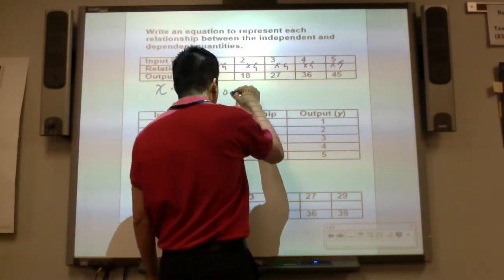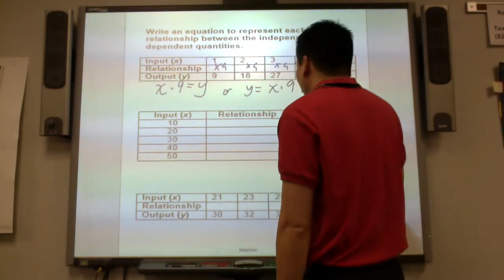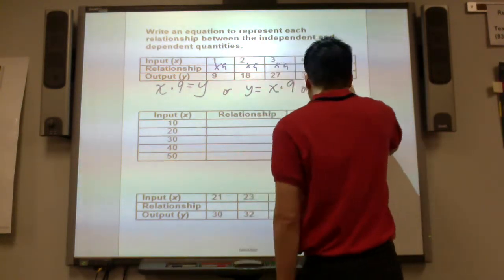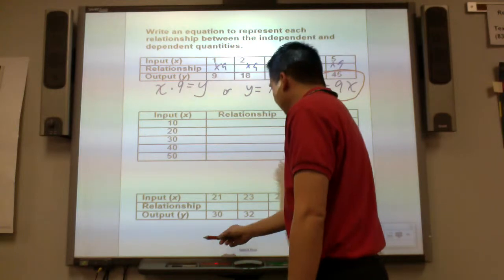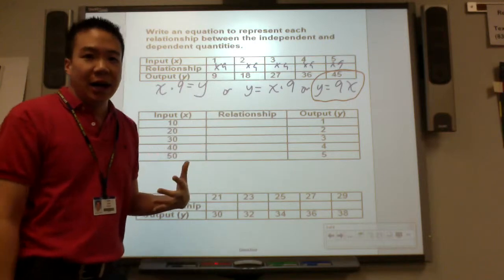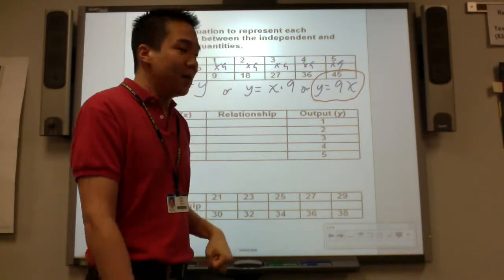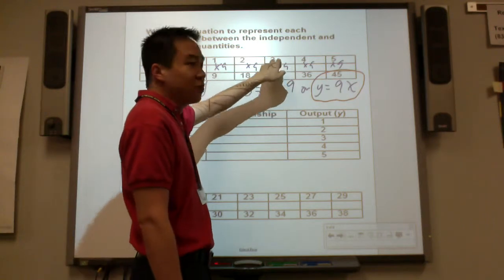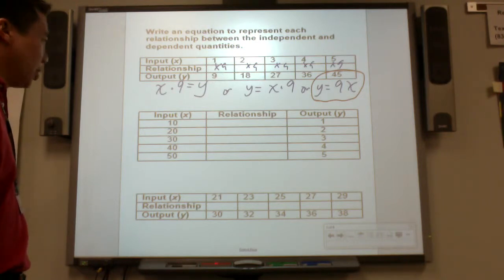Another way to write this is to flip it around: y is equal to x times 9. Or another way to write it is y is equal to 9x. This is the preferred one. So to get the output y, or the dependent, you must multiply 9 by the independent. You must multiply 9 groups of the input, which is the letter x.